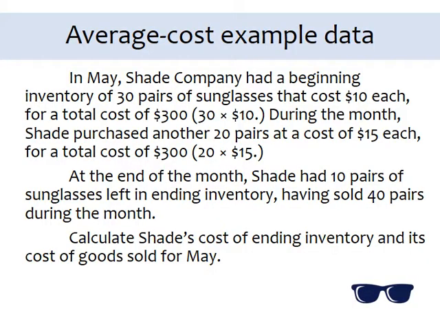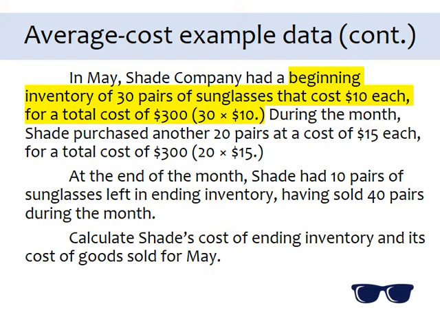In May, Shade Company had a beginning inventory of 30 pairs of sunglasses that cost $10 each for a total cost of $300, 30 times $10. During the month, Shade purchased another 20 pairs at a cost of $15 each for a total cost of $300, 20 times $15. At the end of the month, Shade has 10 pairs of sunglasses left in ending inventory, having sold 40 pairs during the month. Calculate Shade's cost of ending inventory and its cost of goods sold for May.